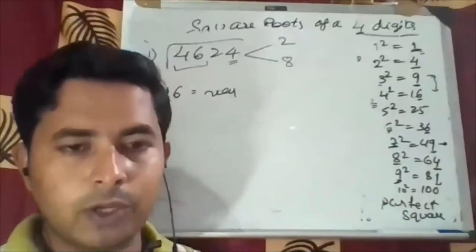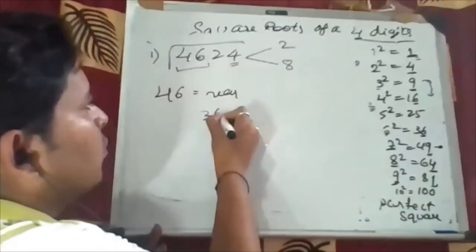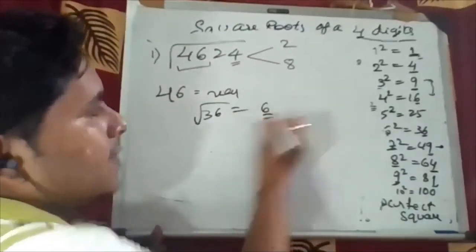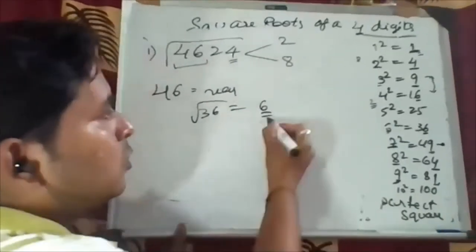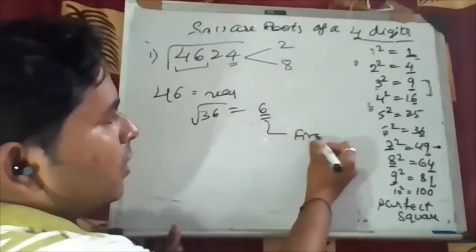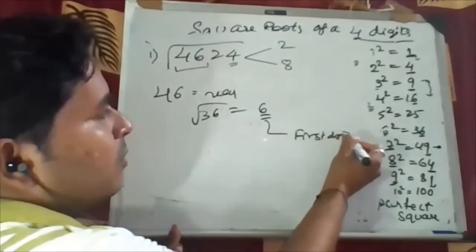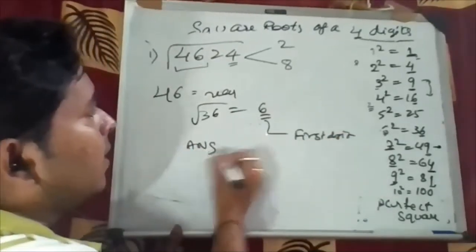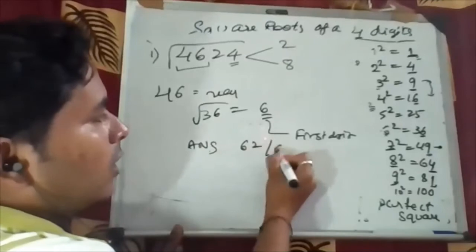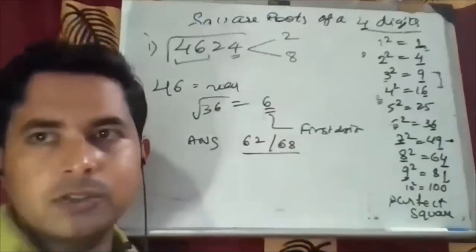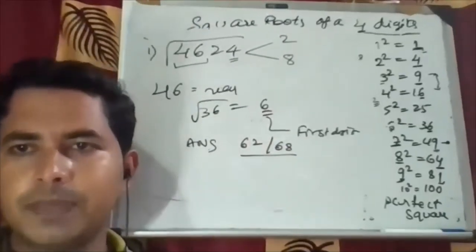What is the square root of 36? That is 6. So now your 6 will be the first digit. So your answer will be 62 or 68.